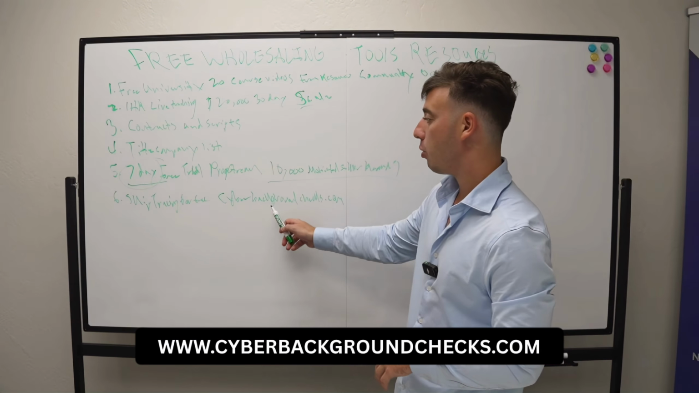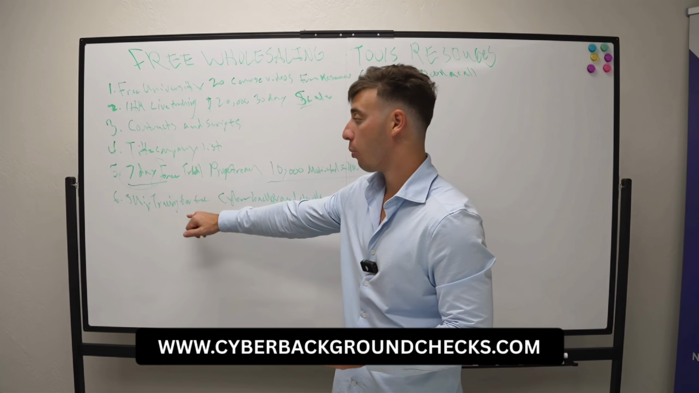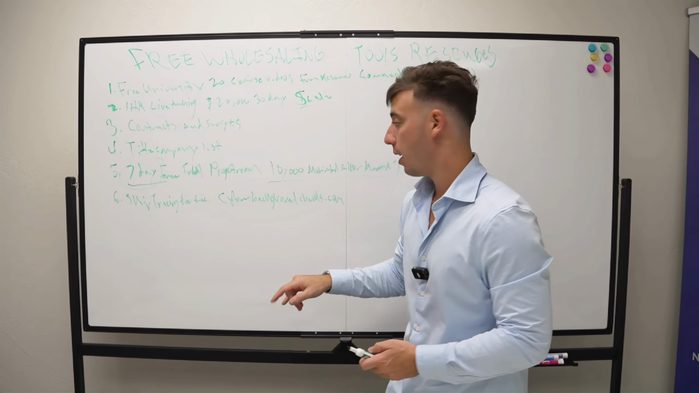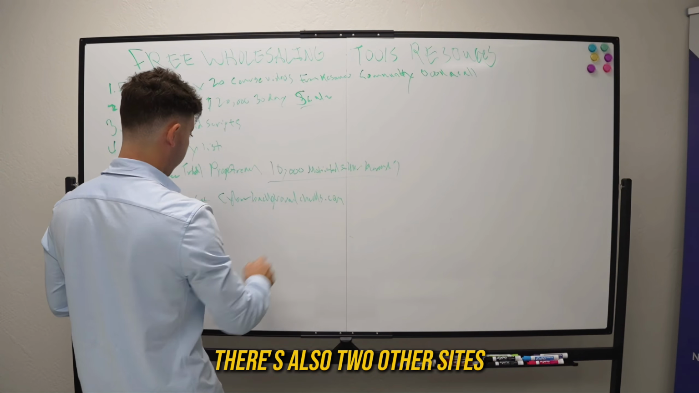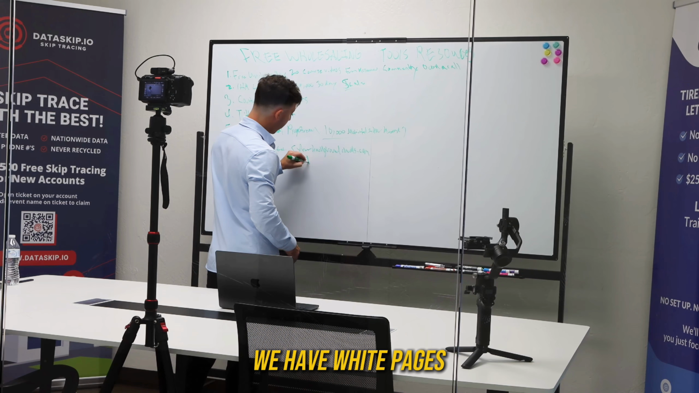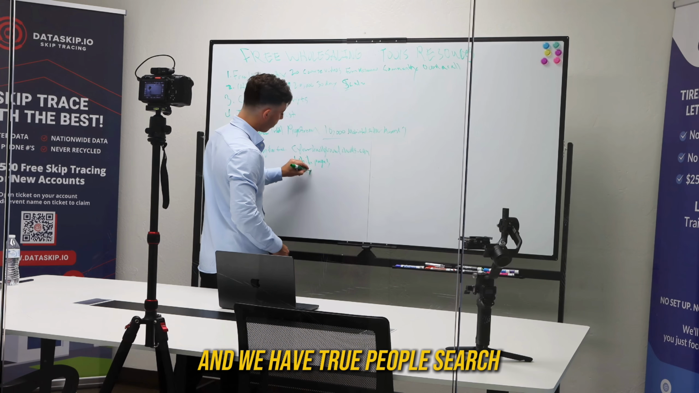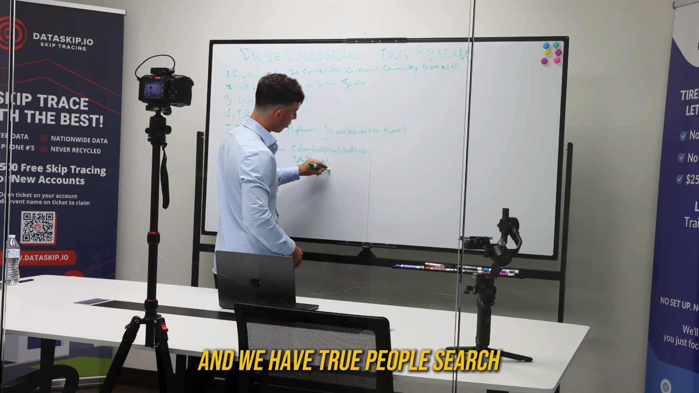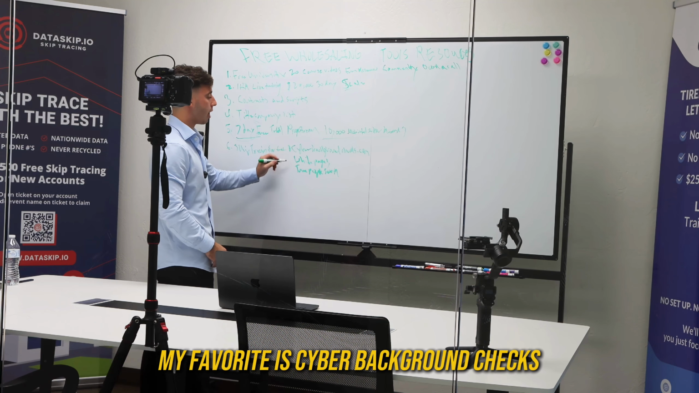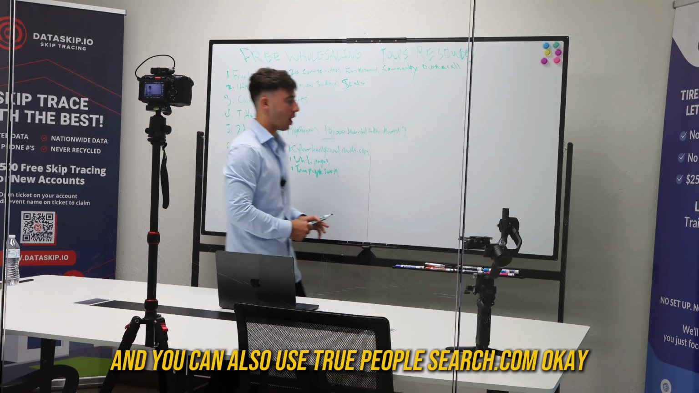Cyberbackgroundchecks.com is where you can do a reverse address lookup in order to get the phone number to be able to reach the homeowner, okay? So that's how to skip trace for free. There's also 2 other sites that you can use to skip trace for free. We have White Pages and we have True People Search. So to skip trace for free, my favorite is Cyber Background Checks. You can also use whitepages.com and you can also use truepeoplesearch.com.